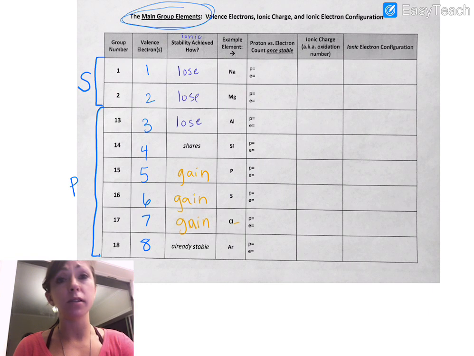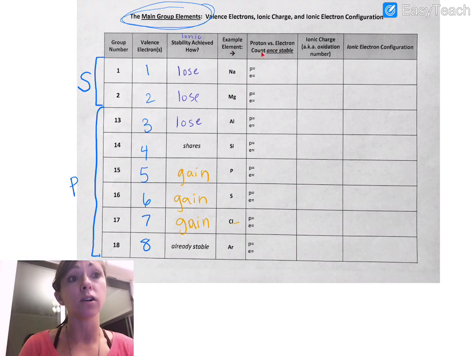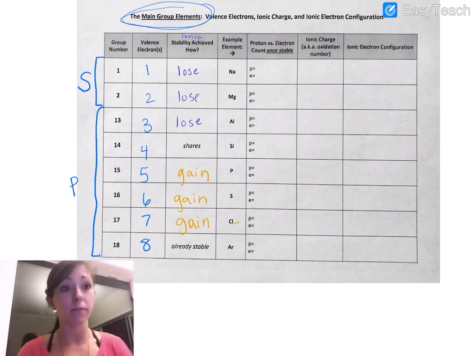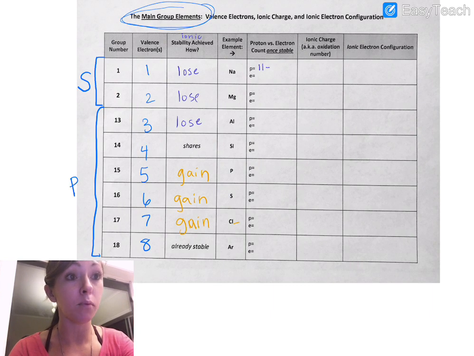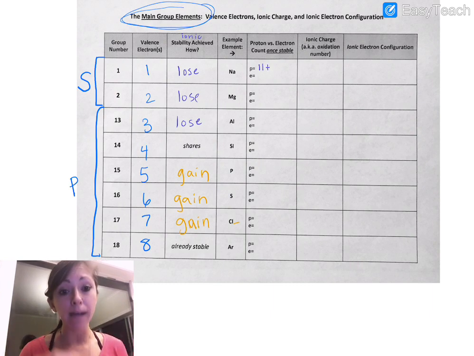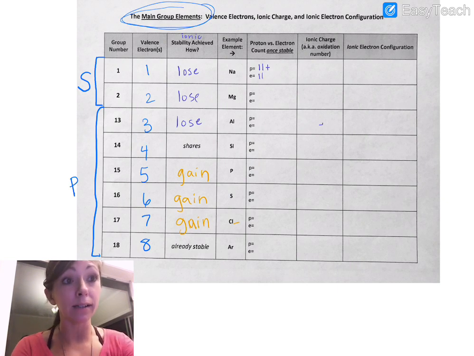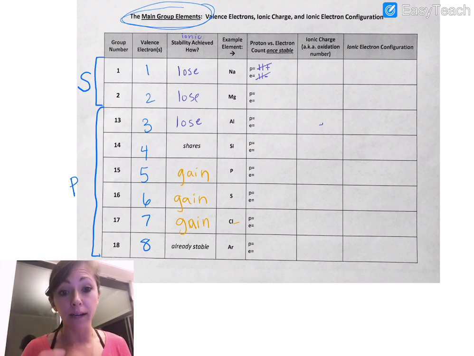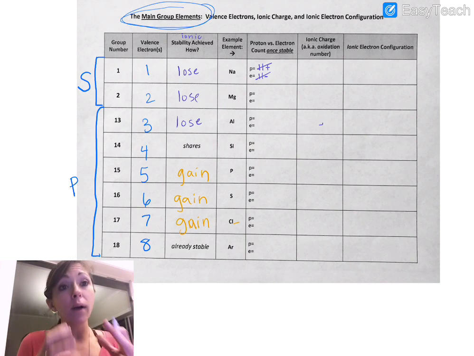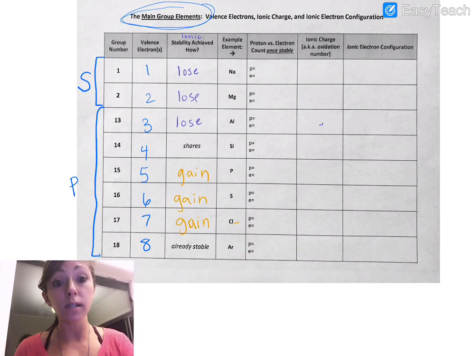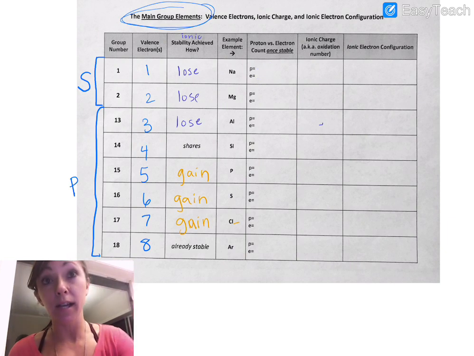So if we take a look at sodium, all right, it says proton versus electron count once stable. So sodium is number 11, atomic number 11 on the periodic table. So that means it has 11 protons, okay? That's 11 positive protons in the nucleus. Now, before it bonds, it also has 11 electrons. However, and normally what happens is these cancel each other out. 11 positive charges cancels out 11 negative charges, so the atom is neutral, right? However, whenever an atom loses or gains, this changes.